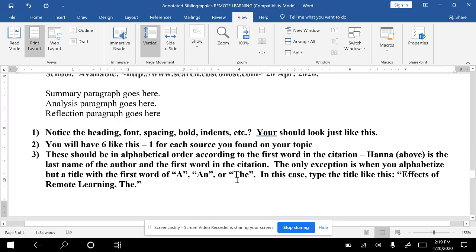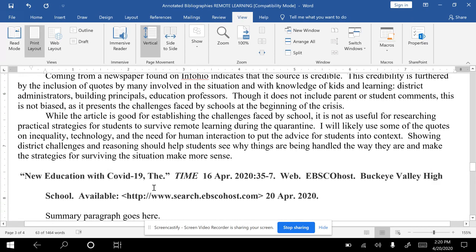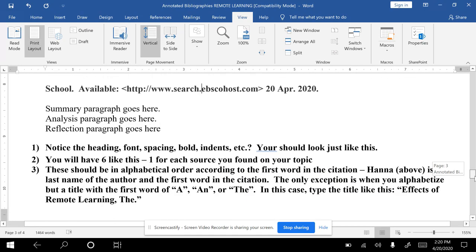And then I put a little bit about the alphabetical order. Make sure you put everything in alphabetical order. And the only rule that would make that weird is, you alphabetize by whatever word is first. So if it's a title, then the first word of the title. The only difference is if an article begins with an or the, then you do what I did here. You move the an or the to the end of the title. New Education with COVID-19, comma, The. So we don't alphabetize by an or the. That's the only difference there.